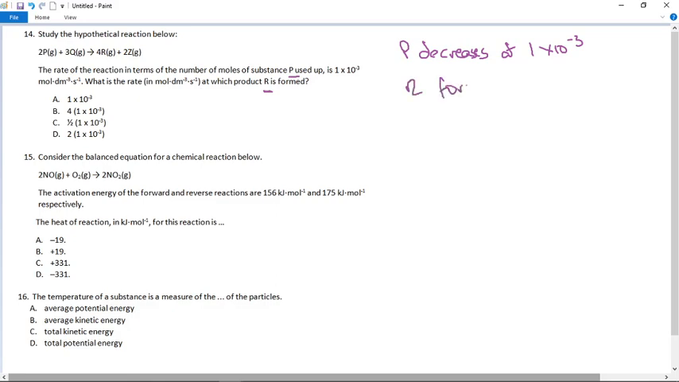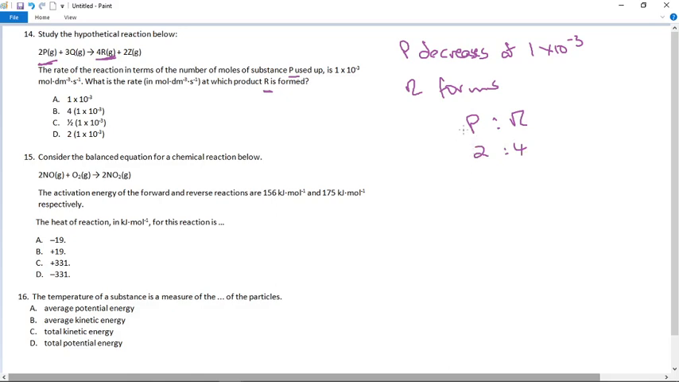Okay, so now if we have a look here, P and R, if we have a look at the ratio of P to R from the balanced equation, it is 2 is to 4.